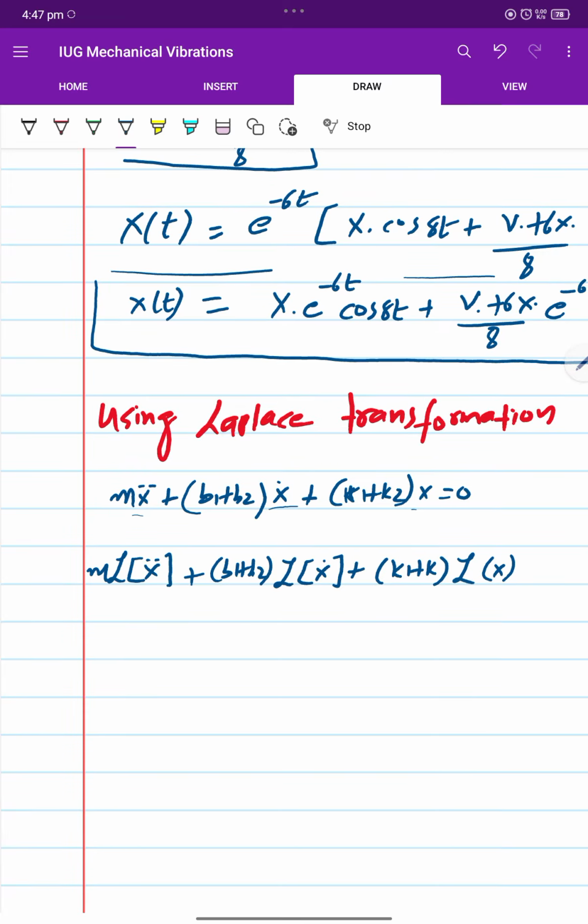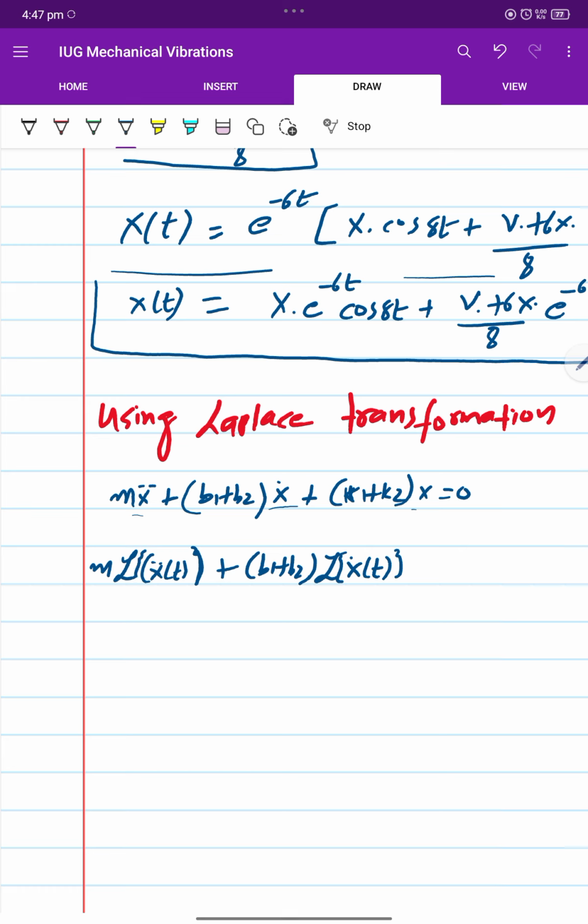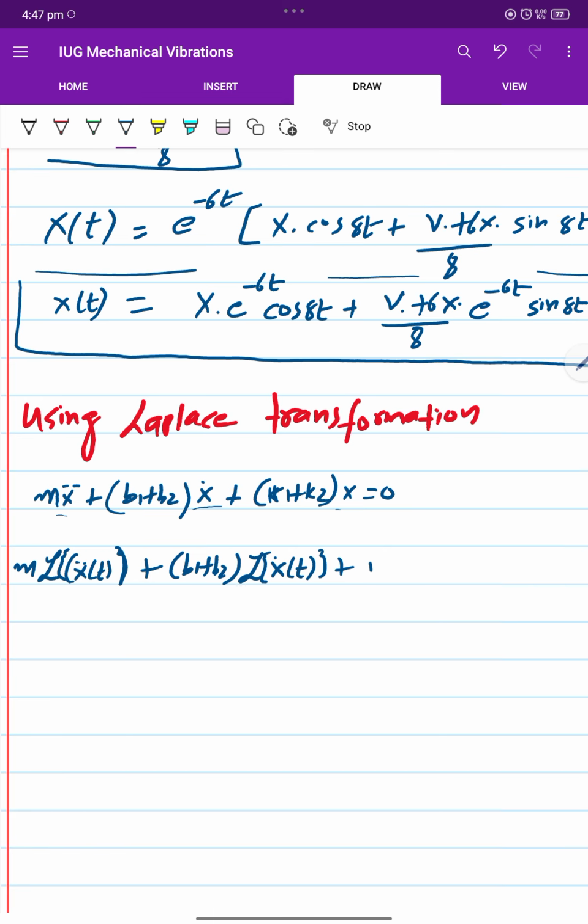It's better to write them as x of t so that you can differentiate between them. I'll rewrite this: m times the Laplace transformation of x double dot of t plus (b1 plus b2) into the Laplace transformation of x dot of t. We represent the Laplace transformation by a curly bracket, plus (k1 plus k2) into the Laplace transformation of x of t, whole equals 0.